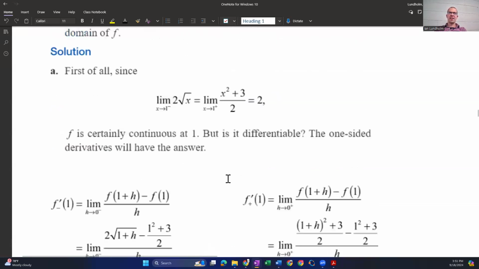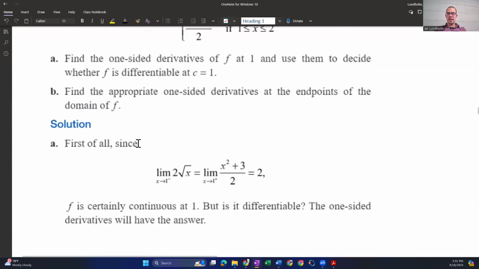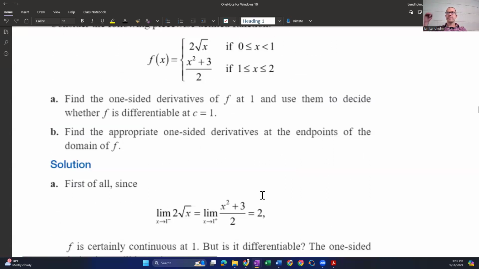Oh, actually, hold up. Just kidding. This limit is just for the y value. My bad. This limit's just for the y value. It makes sure that we match up with the y values and that we're actually continuous.